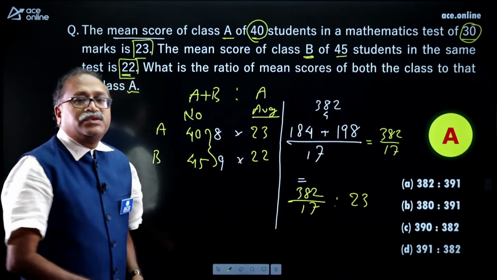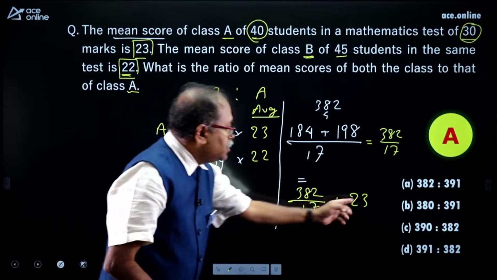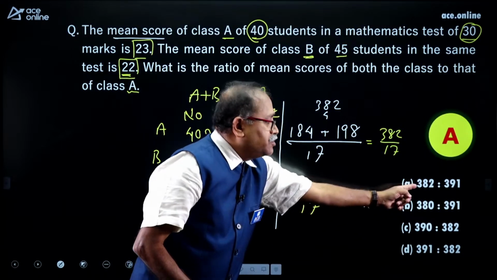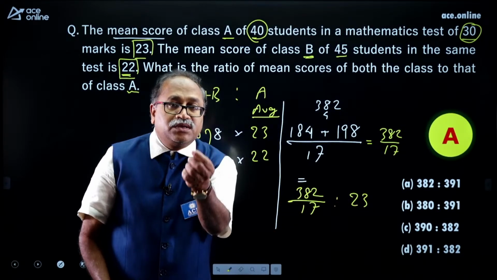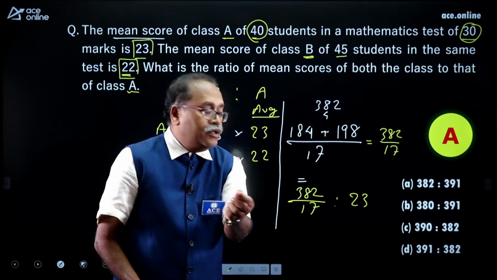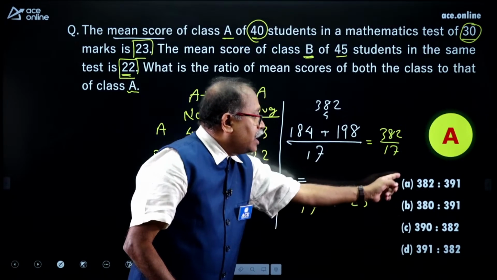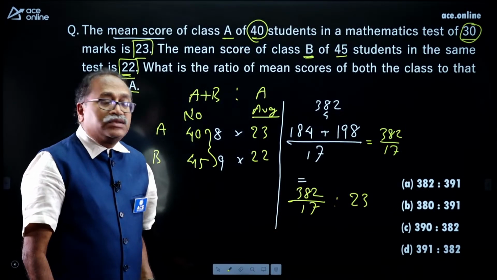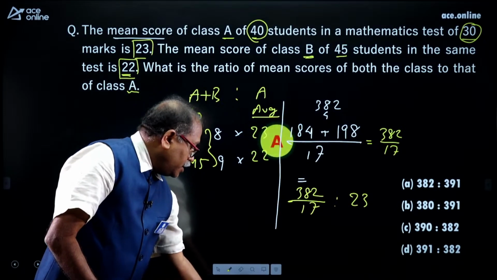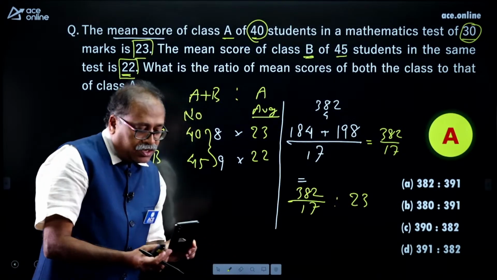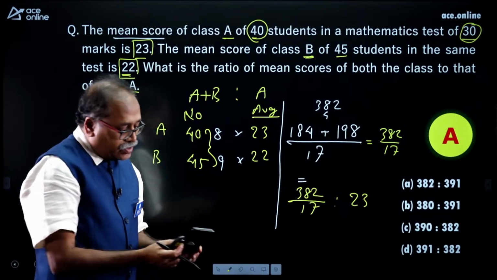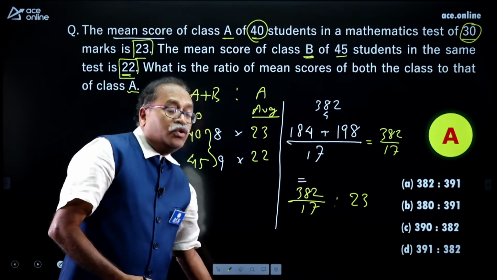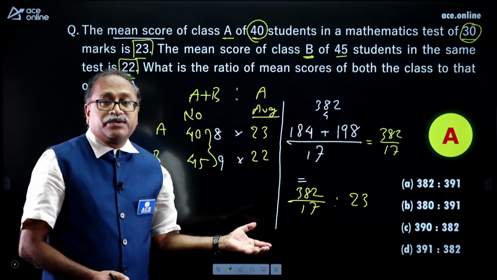Tell me, my young friends, what's the answer? Where is 382? In the first case 382 is there. The other one is 23 into 17. So the only option I have is A. Therefore my answer is A. Let me check. Did any of my friends answer the question? Okay, not an issue. Hope you understood how to answer this question.